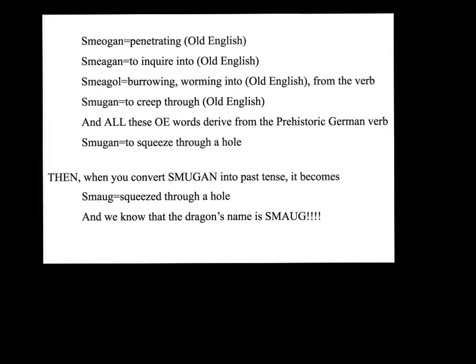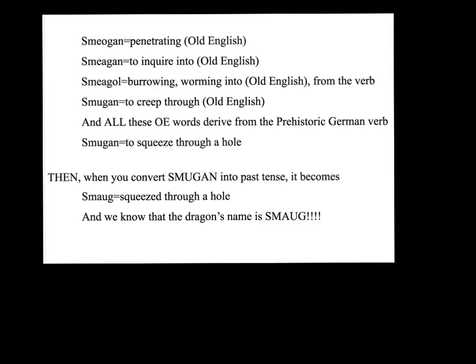Look at those beautiful words that I've put up here for you, for your viewing pleasure. Now, let's go through them one by one. If you look at the word smaogan, it means penetrating in Old English. Of course, smaegon means inquire into in Old English, and smaegol means burrowing, worming into in Old English, which is derived from the verb smoogon, which means to creep through, which of course, as you can see in parentheses, is also Old English. Now, what does all this mean?